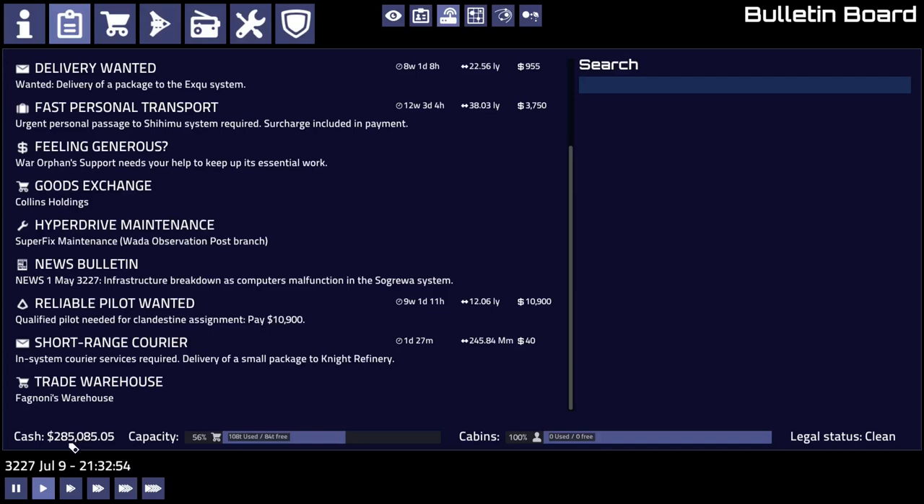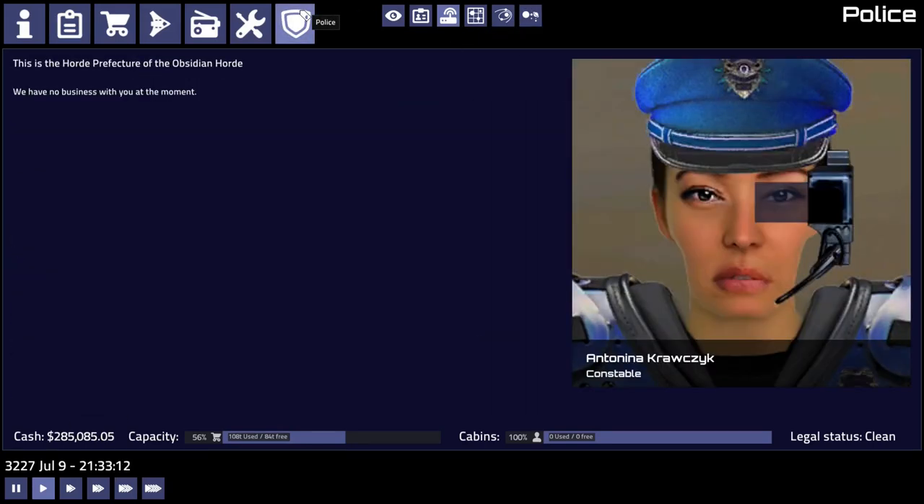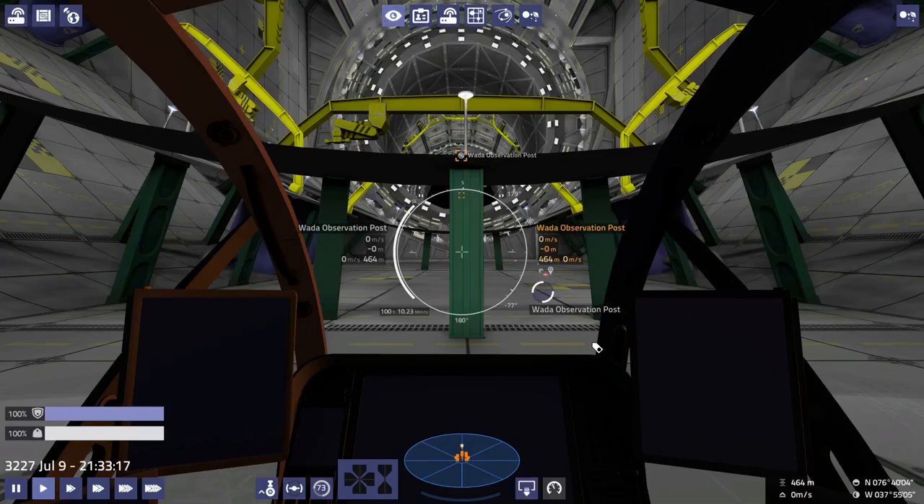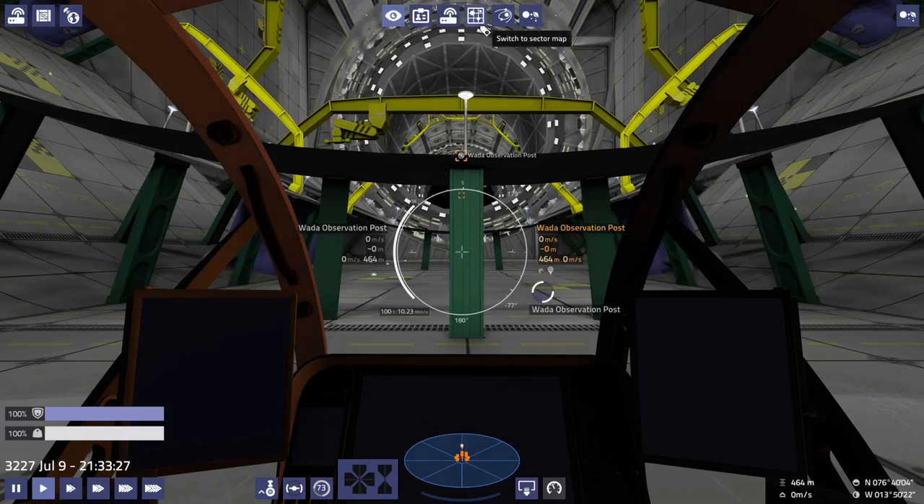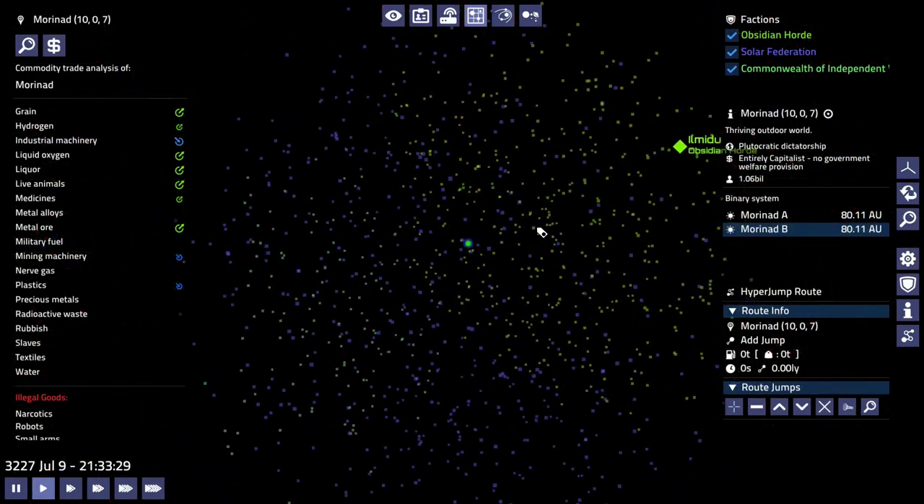Ooh, 285,000 credits. So, we made a little more than 50,000 credits there. And the cops don't have anything for us. So, we have successfully smuggled some robots into the Obsidian Horde.